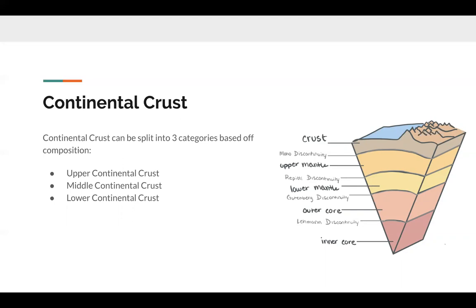The middle continental crust is composed of 69% silica rocks and 16% corundum. Lastly, the lower continental crust is much more mafic and is composed of 50% silica rocks, 15% corundum, and about 10% of each komatiite and carbonatite.